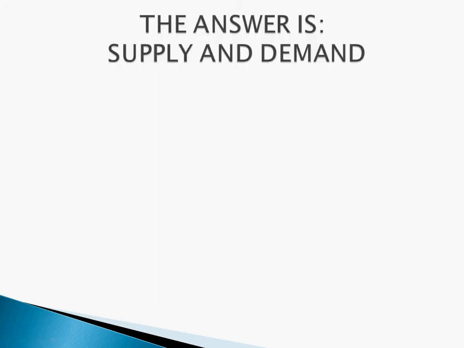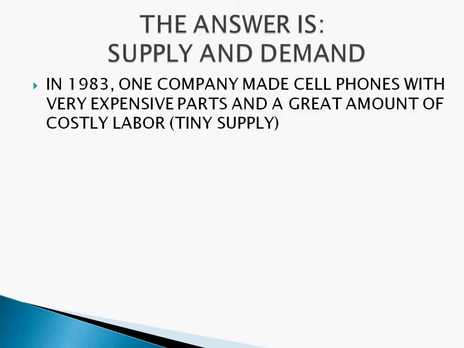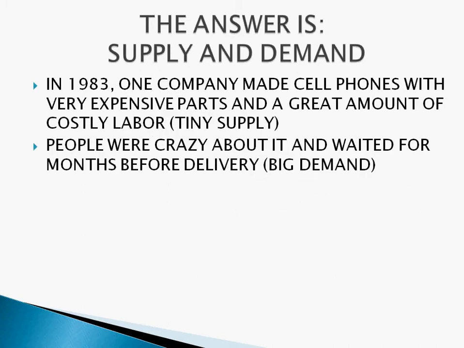The answer again, supply and demand. In 1983, one company made cell phones with very expensive parts and a great amount of very costly labor. So there's a very, very tiny supply. People were crazy about it and they waited for months before delivery. So a very big demand.